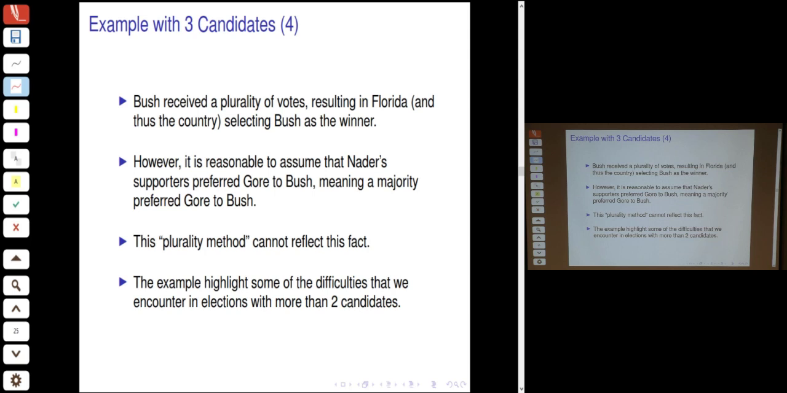And after all the calculation was done, it turned out that whoever wins Florida will become the president. Basically, that's how it stood. And Bush received a plurality of the votes, and the way votes were counted in Florida, he was declared the winner in Florida, and thus the country. Thus Bush became the winner of the presidential election and became the president of the USA. However, it is reasonable to assume that Nader's supporters preferred Gore to Bush, meaning a majority prefer Gore to Bush.